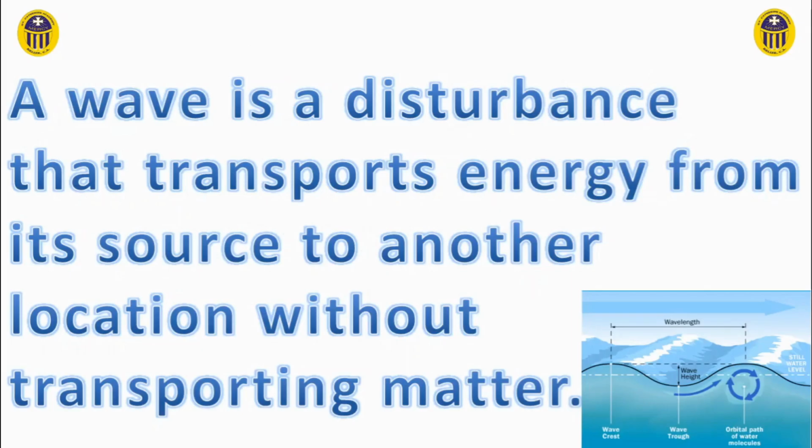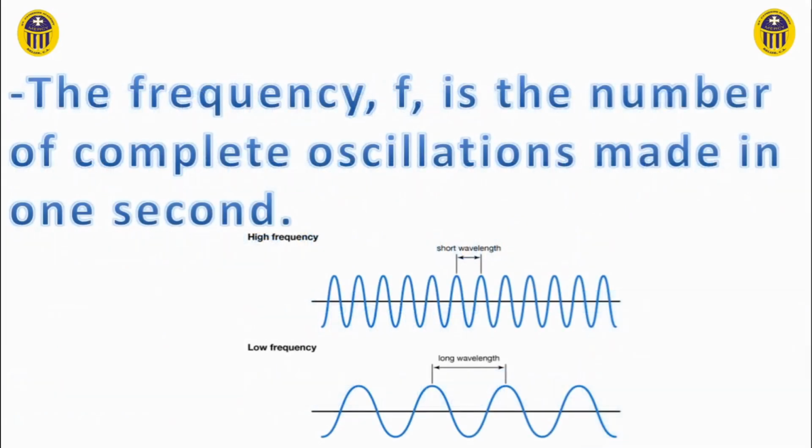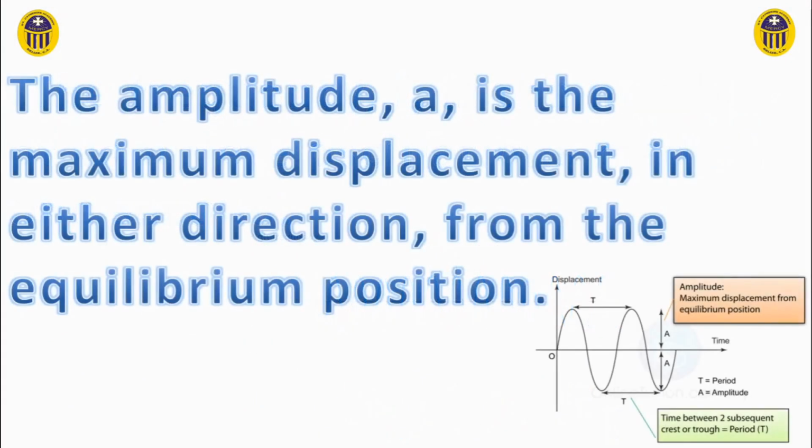A wave is a disturbance that transports energy from its source to another location without transporting matter. The frequency f is the number of complete oscillations made in 1 second. It is measured in hertz. The amplitude A is the maximum displacement in either direction from the equilibrium position.